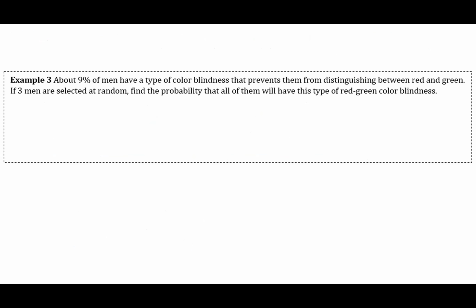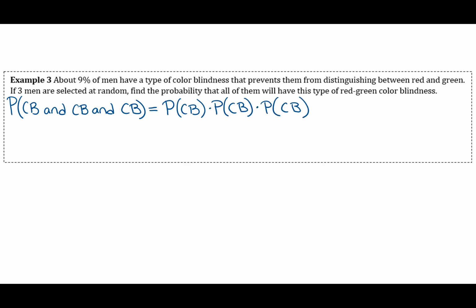In example 3, it says about 9% of men have a type of color blindness that prevents them from distinguishing between red and green. If 3 men are selected at random, find the probability that all of them will have this type of red-green color blindness. Because the men are selected at random, the probability of selecting the first man is not going to change the probability of selecting the second, or the third. So these are independent events, and we follow the multiplication rule. That's the probability of color blindness times the probability of color blindness times the probability of color blindness.